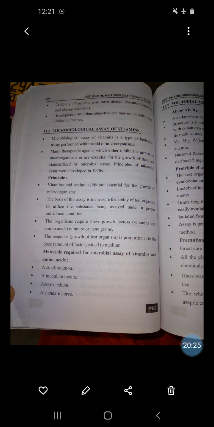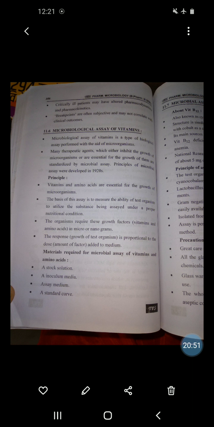So what are the materials required for the microbial assay of vitamins and amino acids? First a stock solution, then inoculum media, then assay medium and a standard curve. These are the four materials required for the microbial assay of vitamins and amino acids.